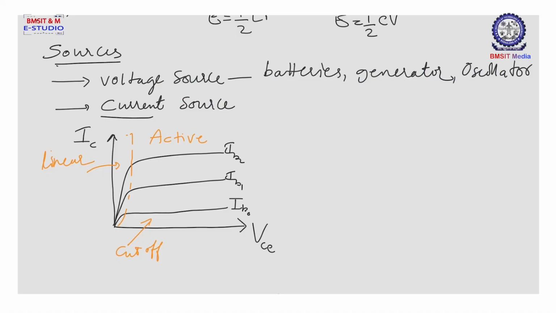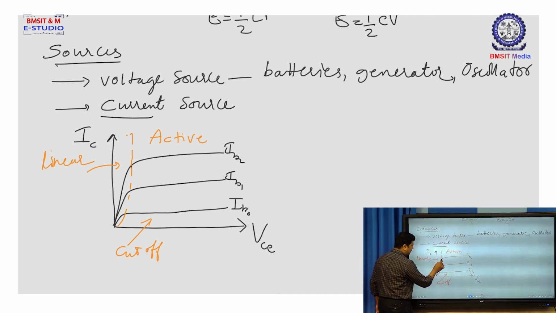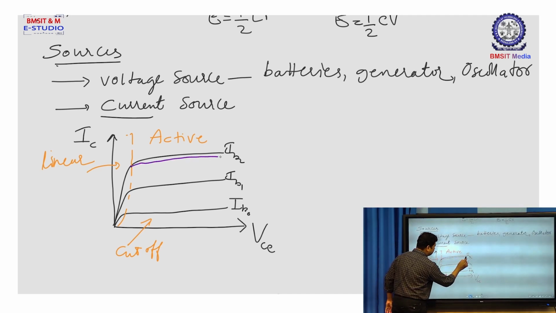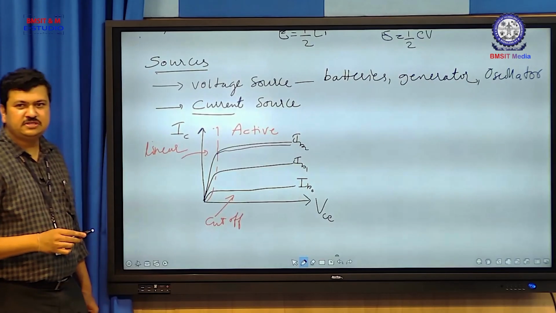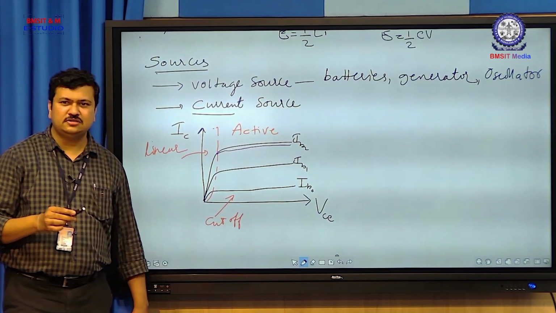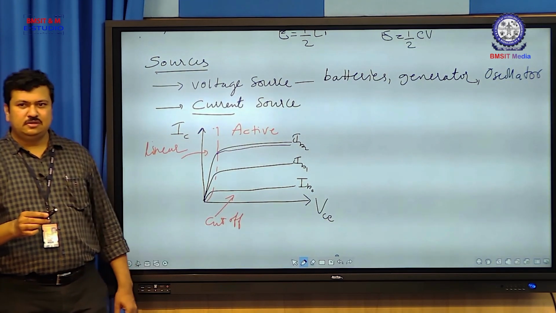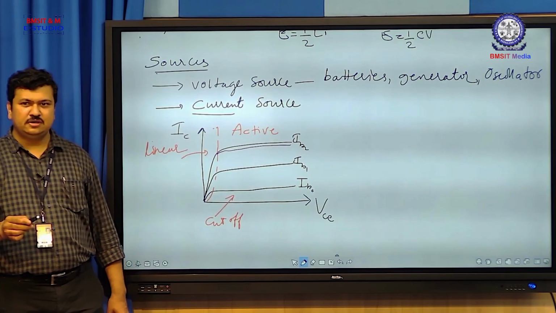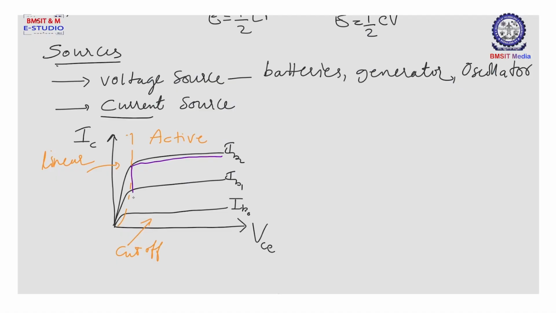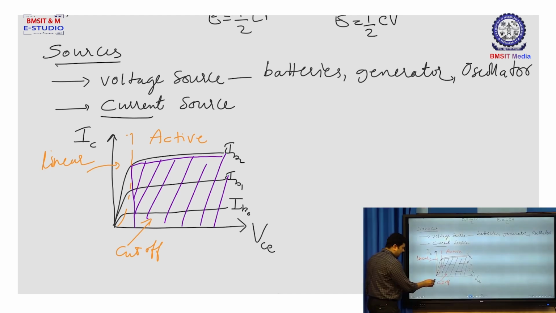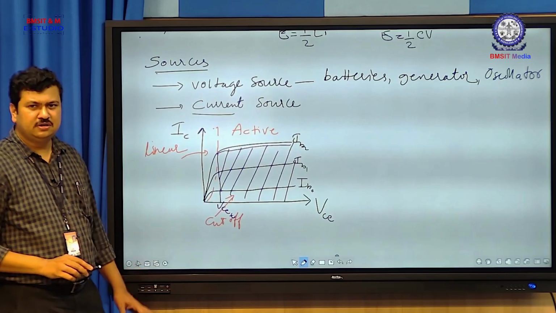Now, you can observe in the active region the current is remaining constant. We say the collector current saturates. Observe the voltage. If you take this block, this is say VCE threshold. Let me give a name, threshold.